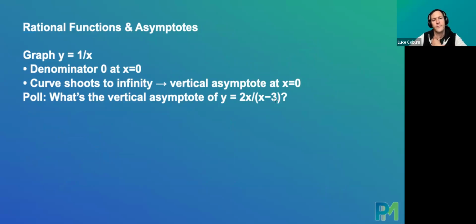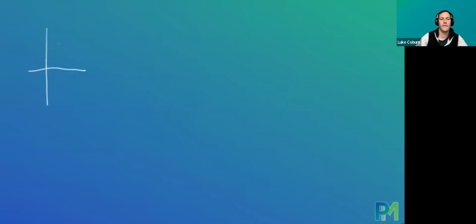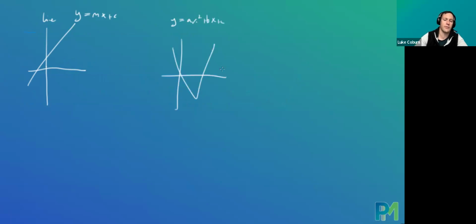So let me talk about graphs just for a moment. Let's think about this for a second. The first thing that you learn about graphs is just a straight line, y is equal to mx plus c, right? And then after that, we graph quadratics, ax squared plus bx plus c, and that always looks like a U shape or an n shape. After that, we've got y is equal to ax cubed. We have cubics, and the cubic will look like this.